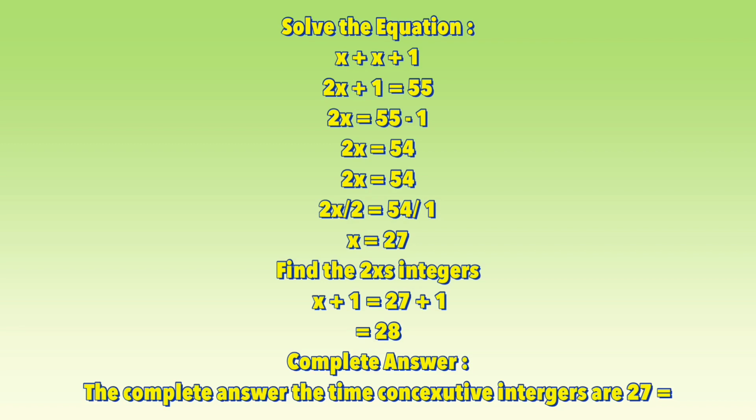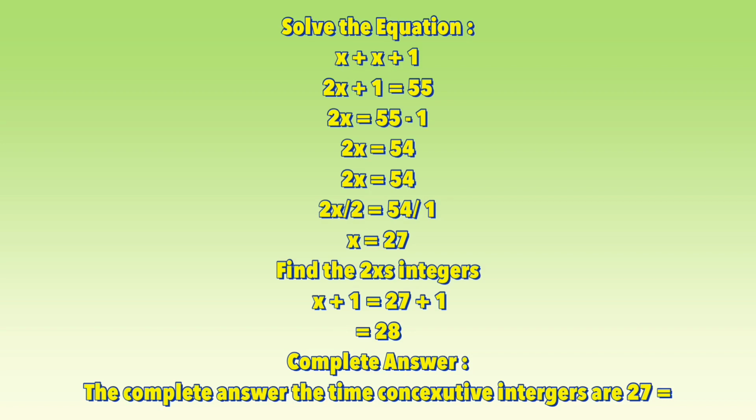Then since we're going to solve for x, we're going to divide both sides by 2. 2x divided by 2 equals x. 54 divided by 2 equals 27. Then next we're going to find the second consecutive integer. x plus 1 equals, so the value now of x is 27, plus 1 equals 28. So the complete answer, the two consecutive integers are 27 and 28.